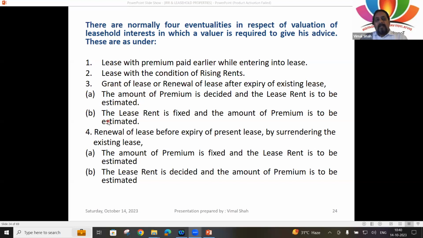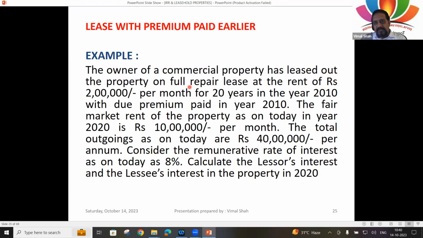Then it can be grant of lease or renewal of lease after the expiry of existing lease, and renewal of lease before the expiry of the present lease by surrendering the existing lease. So this can be the 4 eventualities. So we will be taking one example for all the eventualities, right? So first I will be taking one example of lease with premium that was paid earlier.